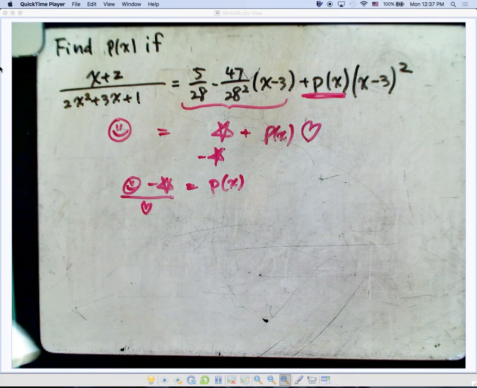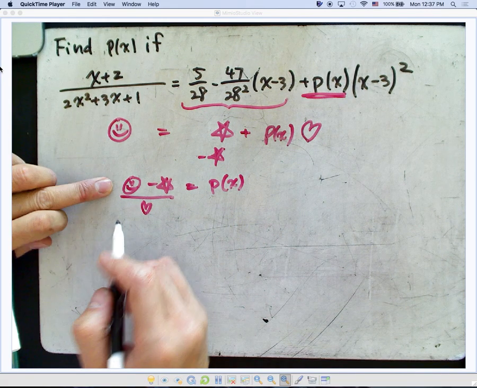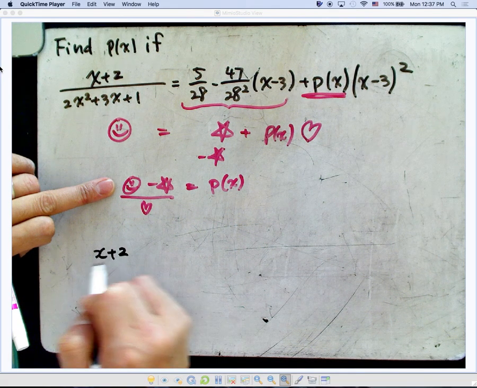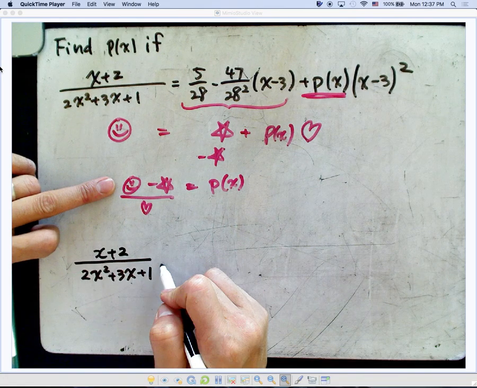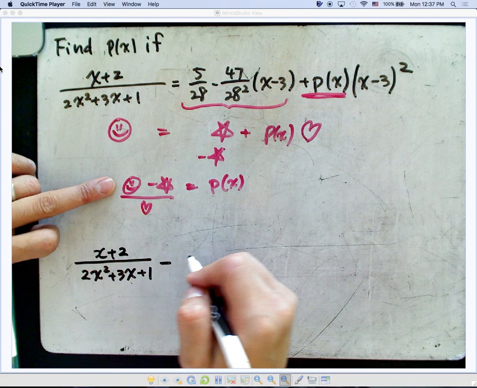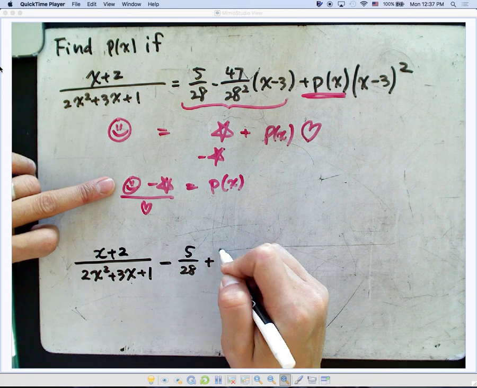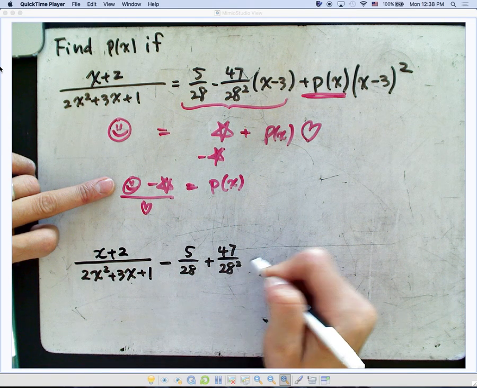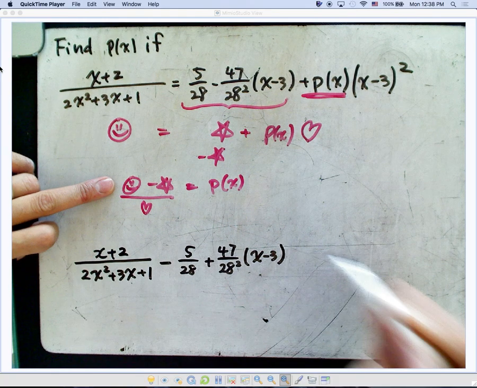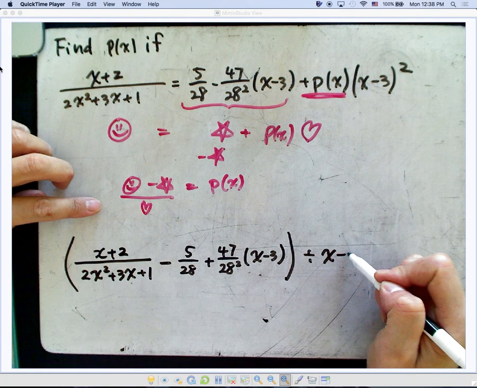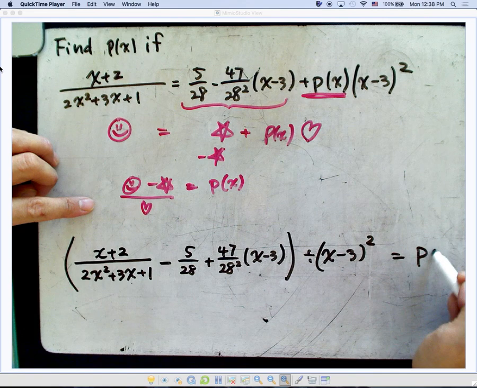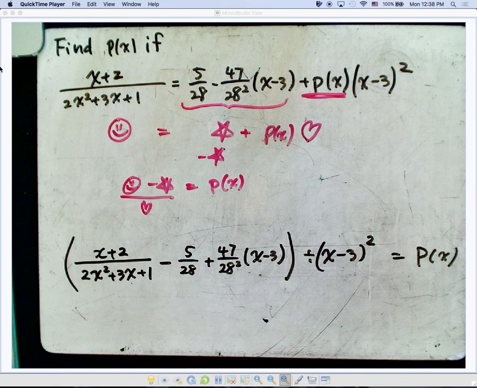Then if you peel off the stickers, the smiley mark is (x + 2)/(2x² + 3x + 1), minus the star, which is 5/28 minus 47 over 28² times (x − 3), and then we divide this by (x − 3)². That is p of x. It looks like a lot of work, so let's do it one at a time. This video will be long.